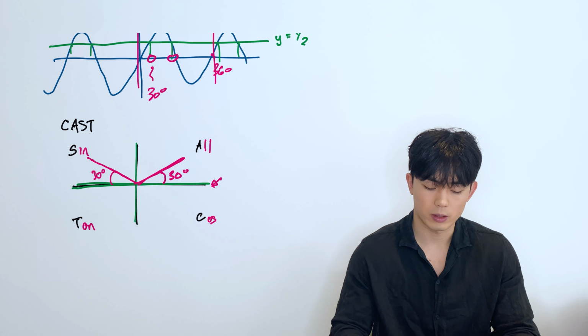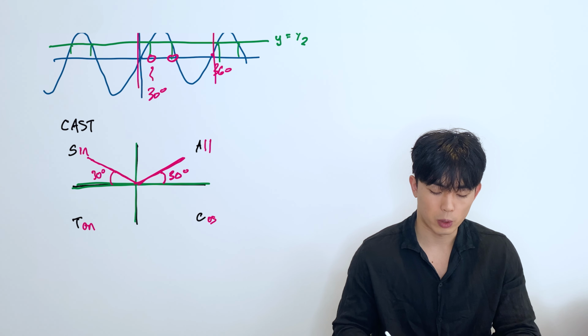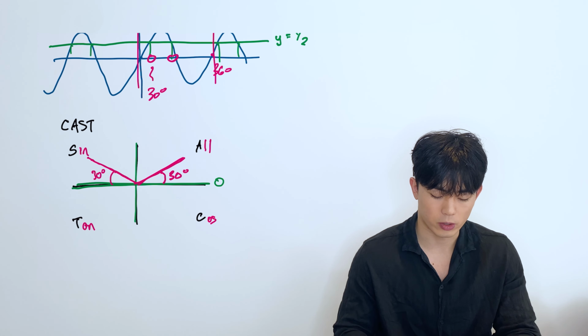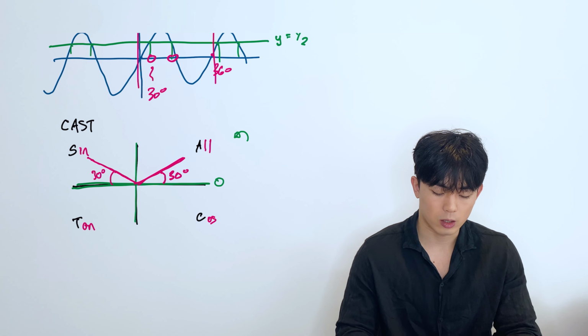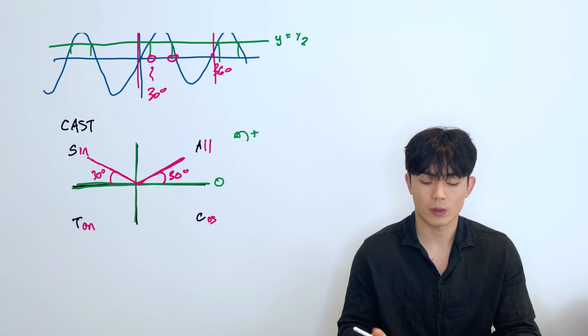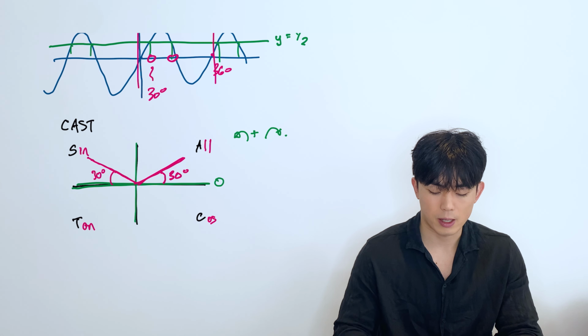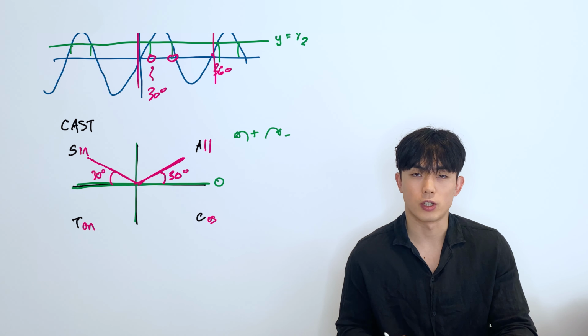Right, next step. We now have to find these angles. So what we do is we start off at 0 degrees. So 0 degrees is determined by this first horizontal here. And in this CAST diagram, when we are going anti-clockwise, we are going to be adding values. When we're going clockwise, we are going to be subtracting values. Okay, that's important to note.